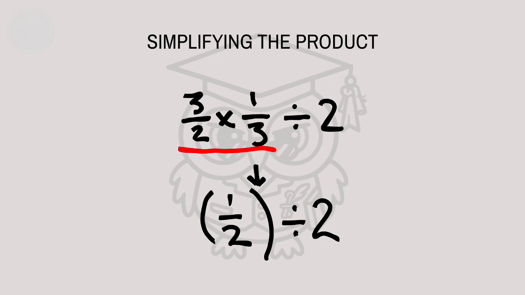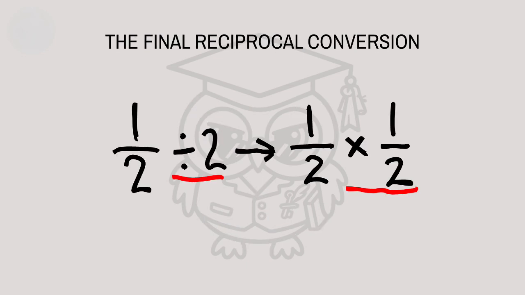The 3 in the numerator and the 3 in the denominator cancel each other out completely. This reduces our running expression down to exactly 1/2 divided by 2. Now we perform our final division step, 1/2 divided by 2. And just like before, we change division to multiplication and multiply by the reciprocal of 2, which is 1/2. This leaves us with 1/2 multiplied by 1/2.